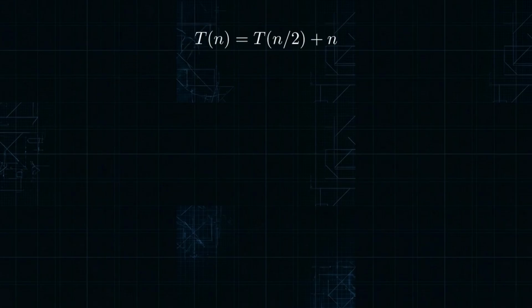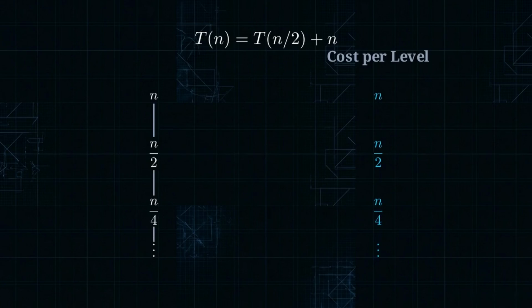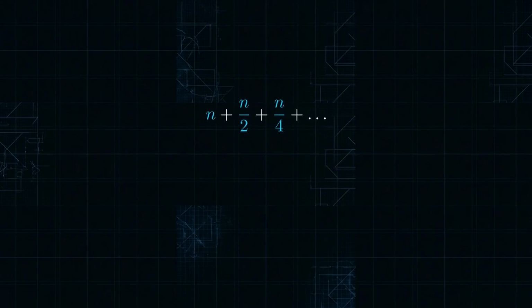This next structure shows a different recurrence. T of n equals T of n over 2 plus n. Here, the work done decreases alongside the problem size. The cost column now reads n, then n over 2, then n over 4. Adding up these decreasing fractions creates a pattern.